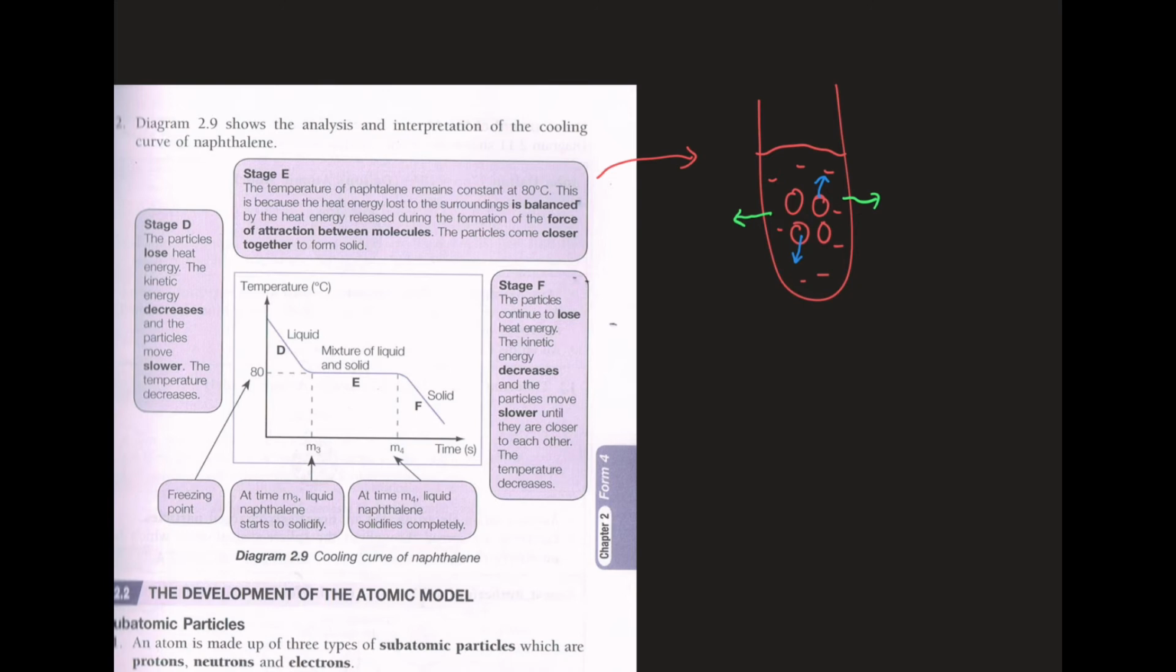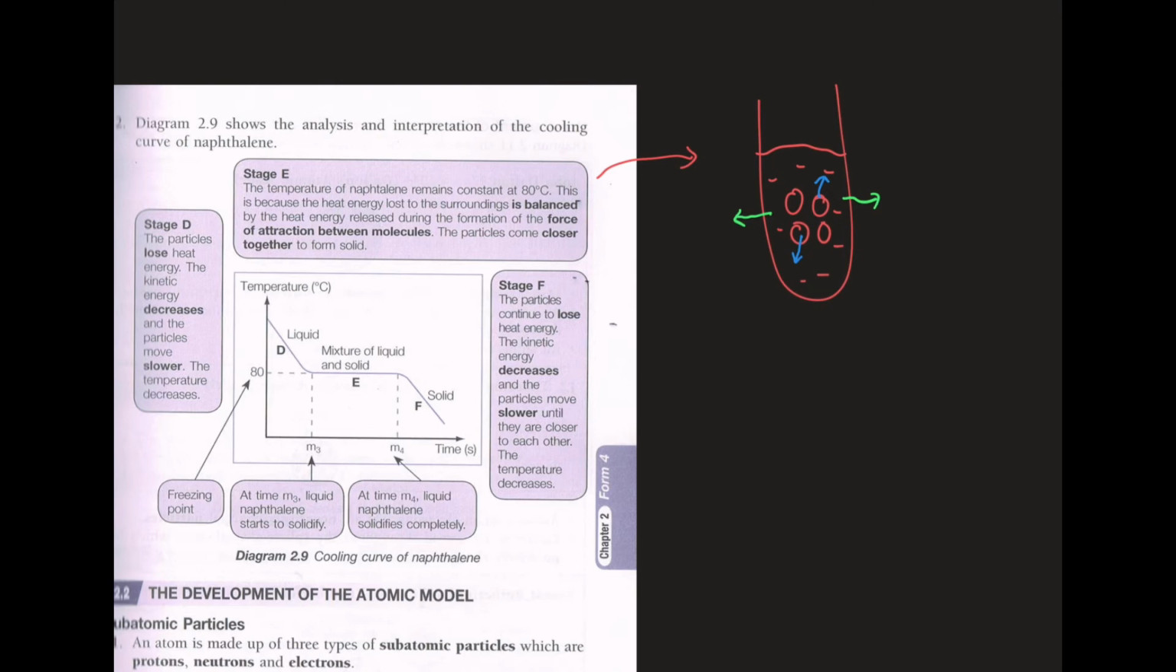Okay, so the blue color is the formation of forces of attraction that gives out energy from the naphthalene molecules. So the heat energy is released because of the formation of the forces of attraction. And then at the same time, energy is lost to the surrounding. This is the green color arrow. So this heat energy is balanced with that heat energy, and because of that, temperature remains the same.